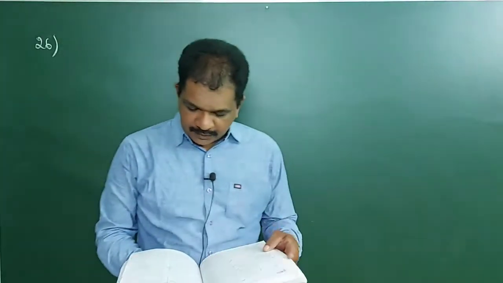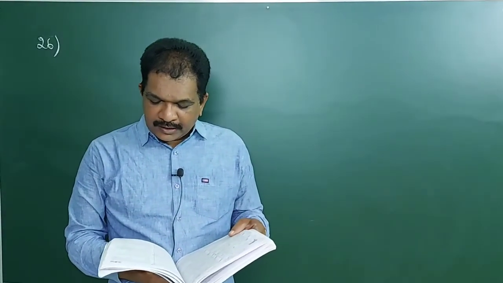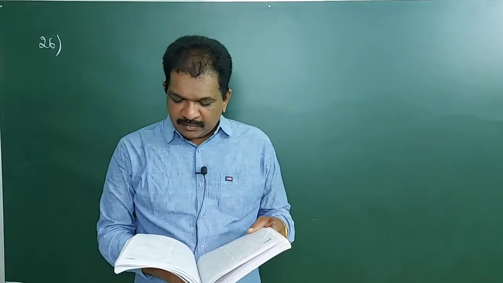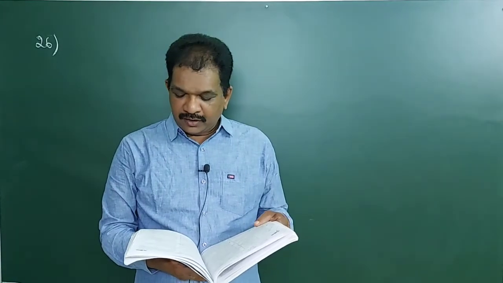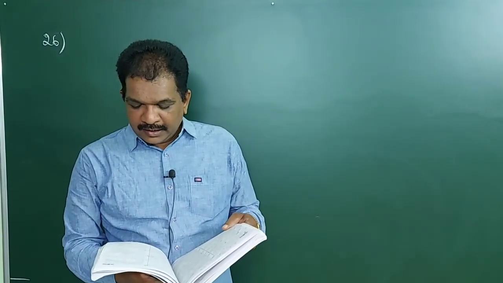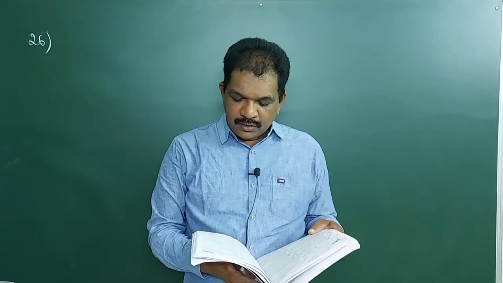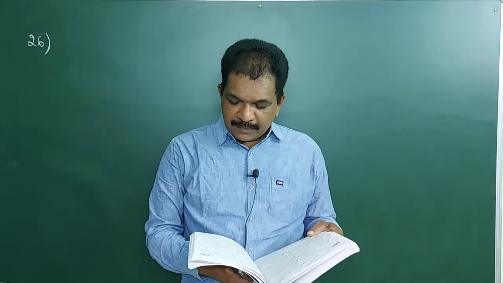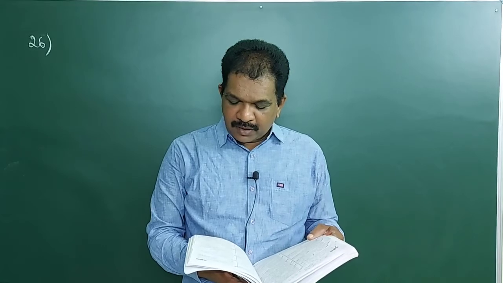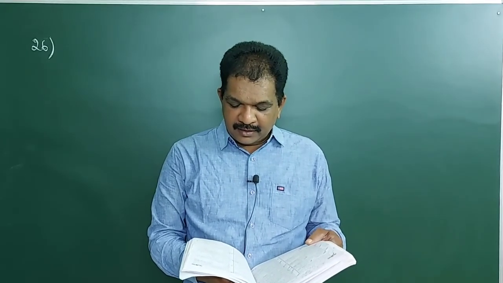What are they asking? Question 26. For photoelectric emission from a certain metal, the cutoff frequency is nu. Radiation of frequency 2 nu impinges on the metal plate. The maximum possible velocity of the emitted electron is?